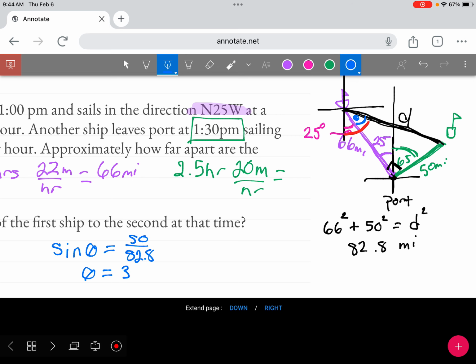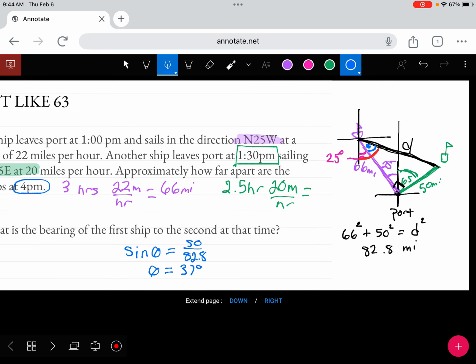I'm going to go 37 degrees, right? So if I know the blue part is 37 and the pink part is 25, combined together, we're going to get an angle of 62 degrees. So this purple boat needs to go south 62 to the east to get to the green boat. Green boat gets broken down, purple boat's coming in to rescue.